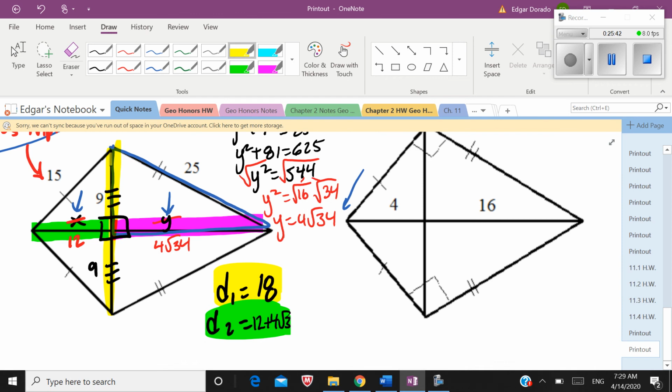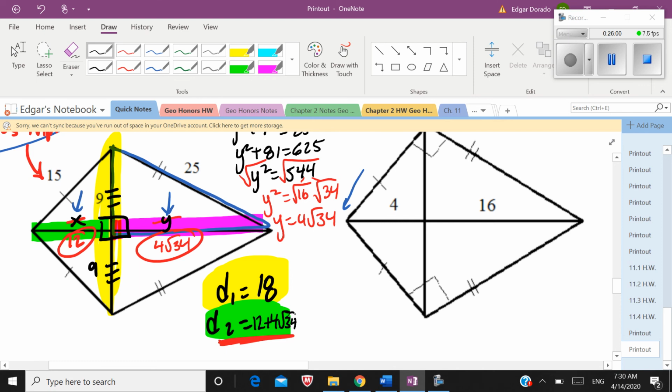Well, we had the yellow diagonal, which was diagonal number 1. I call that 18, because 9 plus 9 is 18. Diagonal number 2 is a combination of 12 and 4 root 34. So 12 plus 4 root 34.